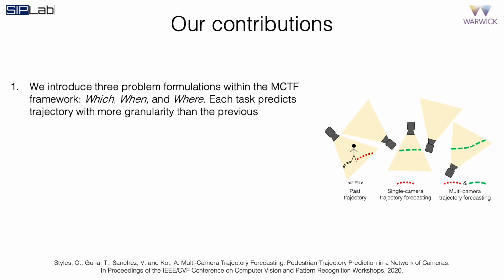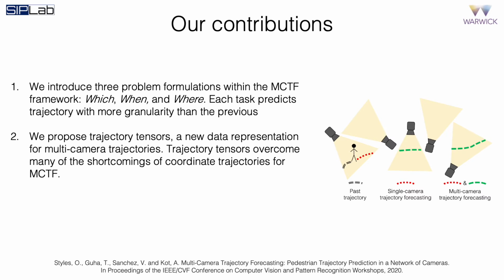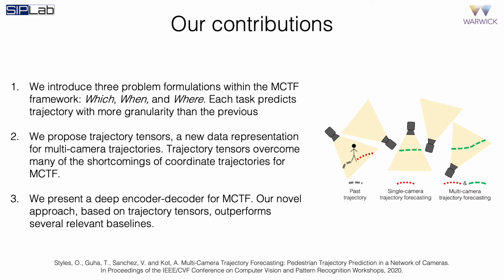We introduce three problem formulations within the MCTF framework. In which camera will an object appear, when will it appear there, and where within the camera view? We propose trajectory tensors, a novel data representation for trajectories which are better suited to the MCTF framework than the traditional approach of representing trajectories as coordinates. Finally, we present a deep encoder-decoder model using our trajectory tensor representation. Our model outperforms several relevant baselines and existing single-camera approaches adapted for MCTF.